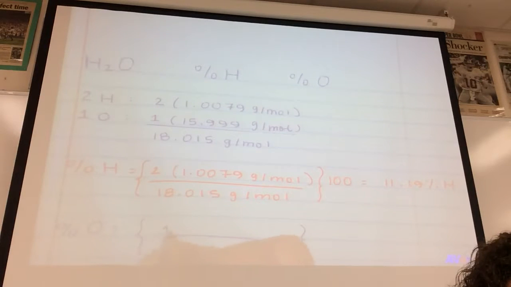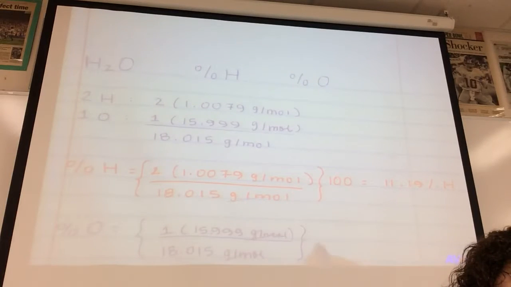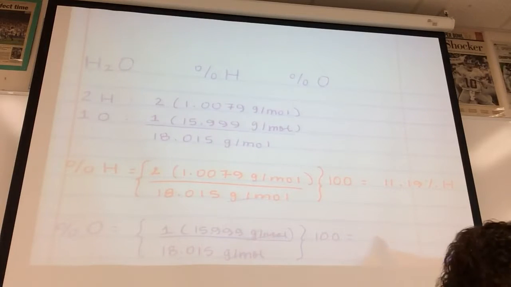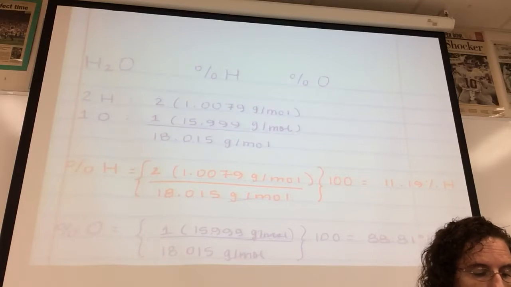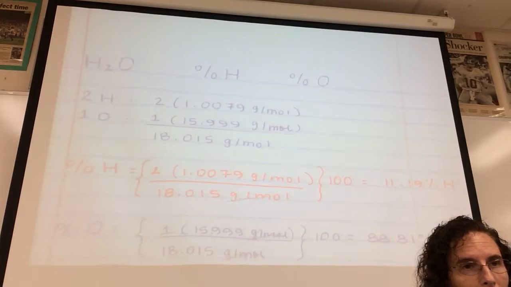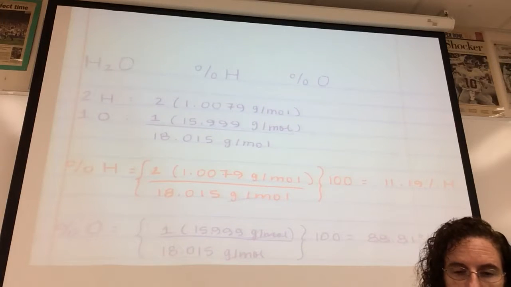We have 1 O with a molar mass of 15.999 grams per mole. You'll see the units canceling here. Times 100, and that's going to be 88.81% oxygen. Piece of cake. You already know how to do all the pieces. Now it's just a matter of dividing and multiplying by 100. Let's do another one.